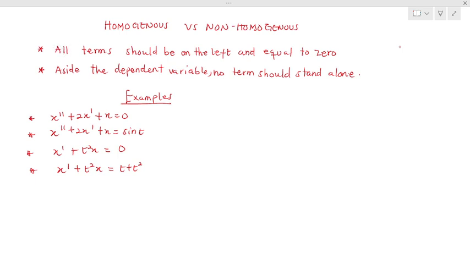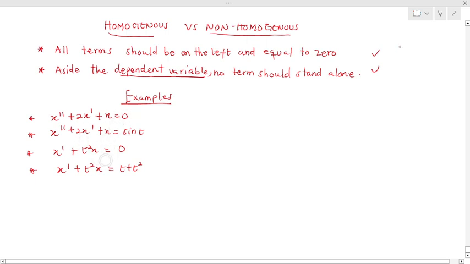The very first condition is all terms should be on the left, all the terms of the equation. So if you get any equation, make sure you arrange all the terms on the left and it should be equal to 0. So this is the first condition it should satisfy. Then the second condition says, aside from the dependent variable, no term should stand alone. So aside from the dependent variable, no other term should stand alone. If these two conditions are satisfied, your equation is said to be homogeneous. If not, it will be non-homogeneous.